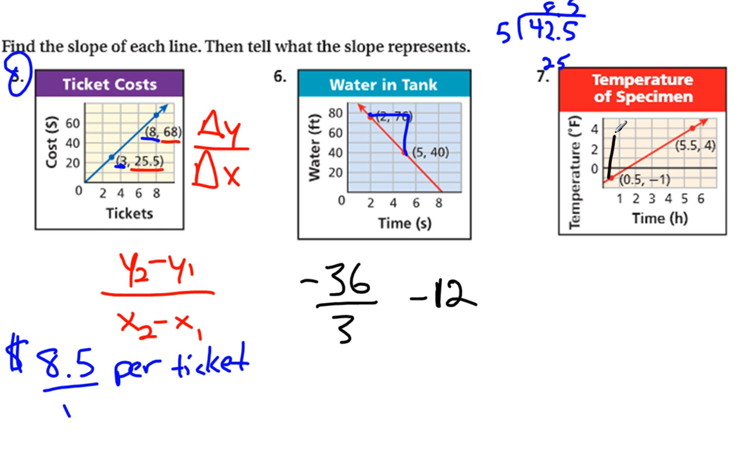So positive slope this time. That's not the best triangle, but whatever. The change in y, it's going up by 5. The change in x is going up by 5. So our slope here is just 1, or 1 over 1. So temperature and time, this means our temperature is increasing at a rate of 1 degree Fahrenheit per hour.